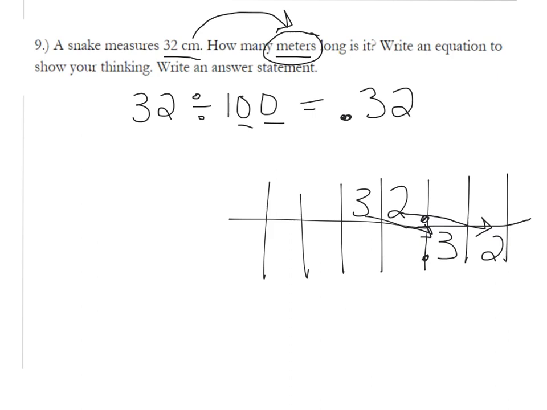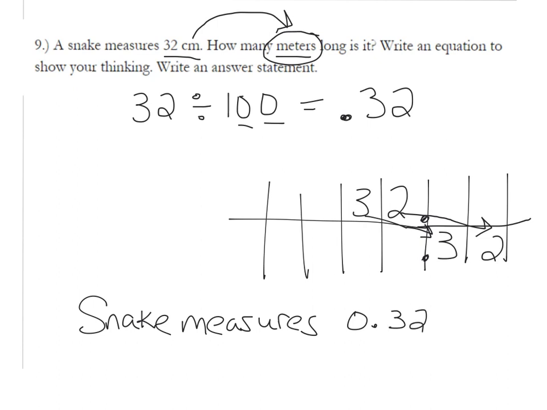And it says to write an answer statement. So we're going to write that down. So we're going to say a snake measures 0.32 meters, because we had to convert from meters. We went from centimeters to meters. Nicely done. All right, last problem.